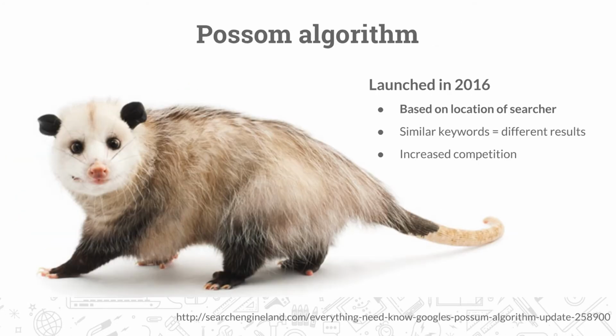Another pretty significant update was in 2016, and that one was called Possum. Possum specifically relates to local results, that is, results that display map packs. What it does is it helps understand and bring into the ranking factors the location of the searcher. So where are you when you're conducting the search? This radically changed the way that the search results for local results are displayed.